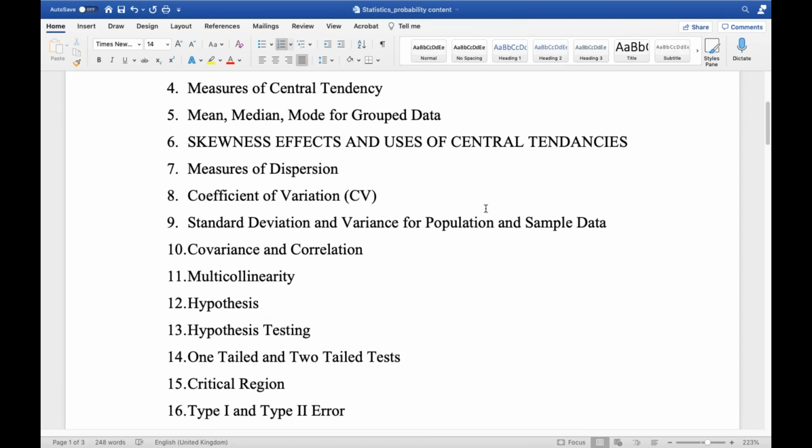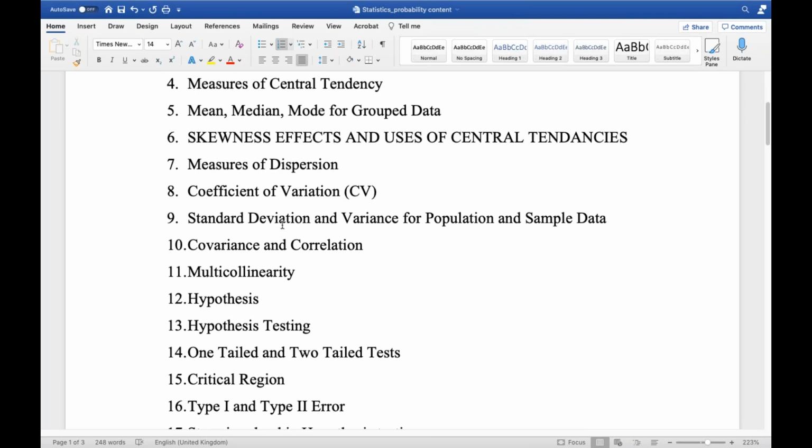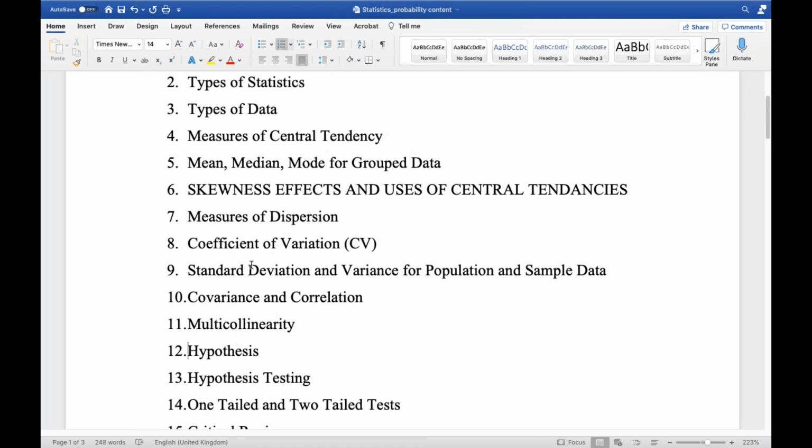Like, under measure of central tendency and dispersion, right, here we can have something like IQR, the interquartile range, and outliers. Those things we have. Definitely I can introduce those particular topics actually.